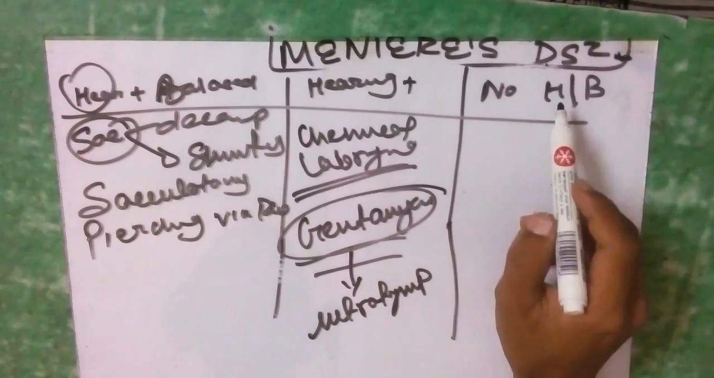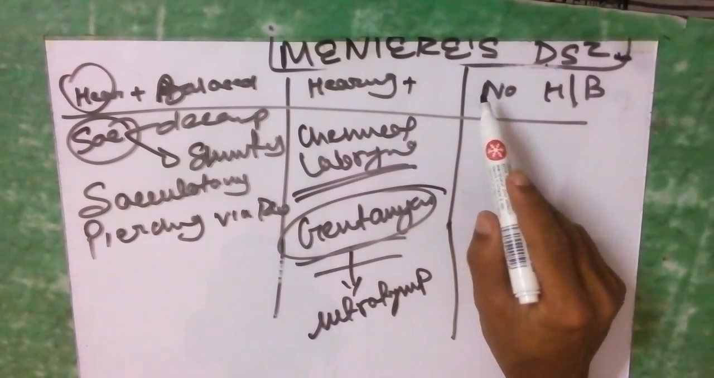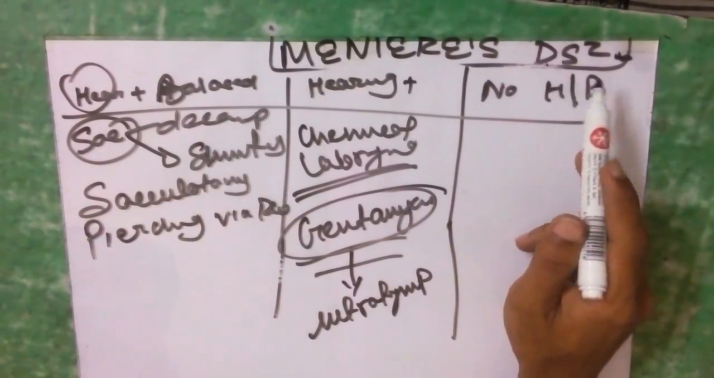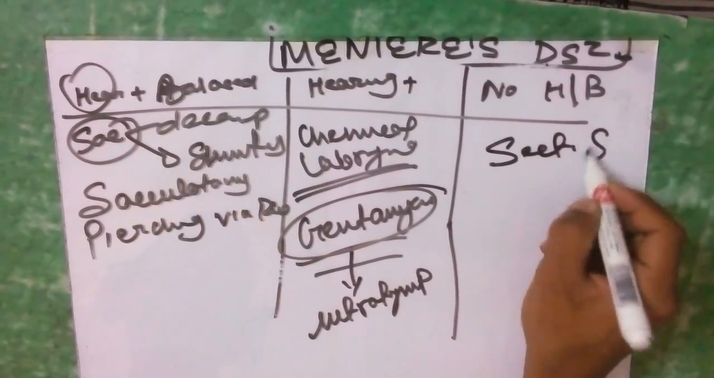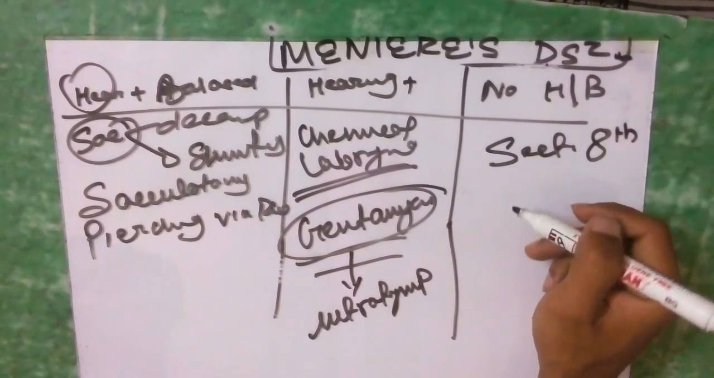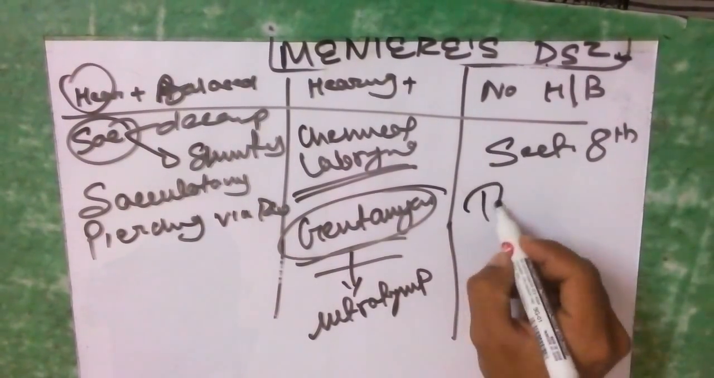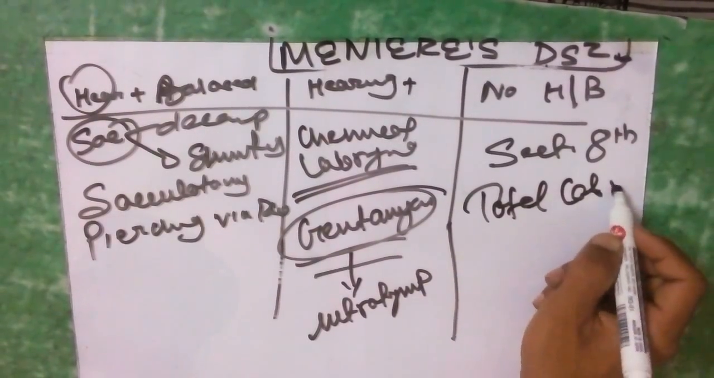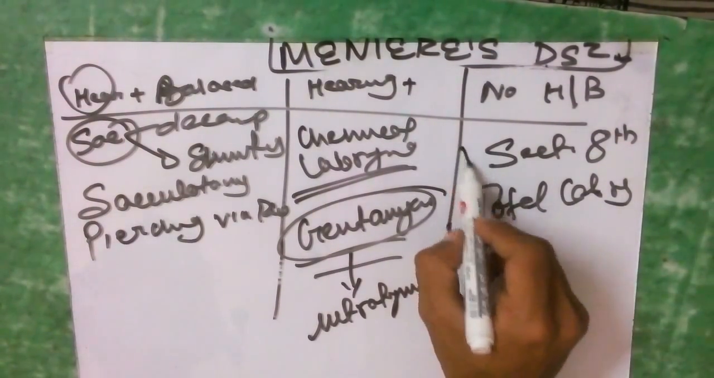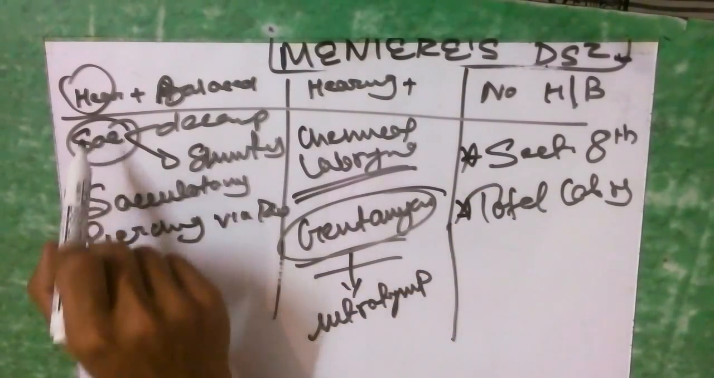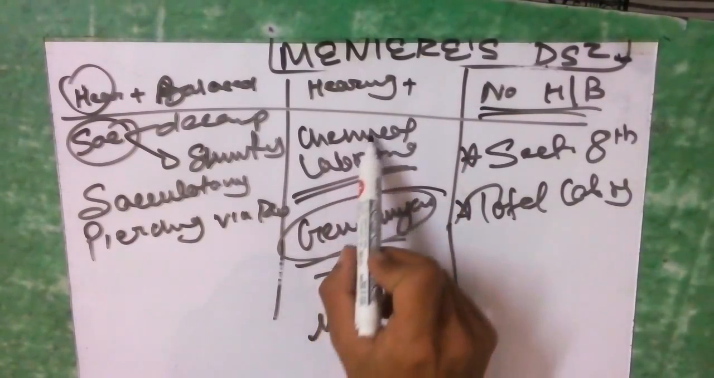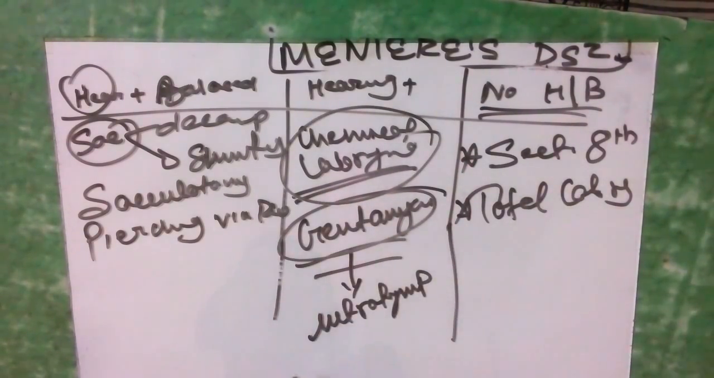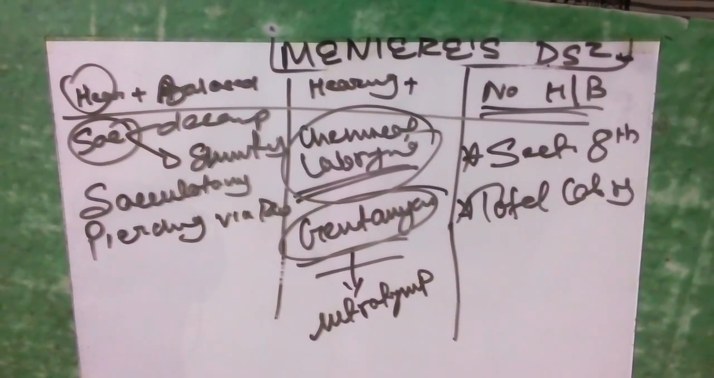Now coming to the last portion, the ablation of both hearing and balance. And what are the methods? That is section of the eighth nerve, cutting it down, and the other could be total labyrinthectomy. So this was the surgical method. Hearing only preserved, nothing preserved. Chemical labyrinthectomy is studied here, and so this is all for the surgical portion of Meniere's disease.